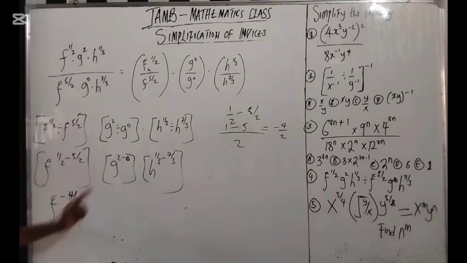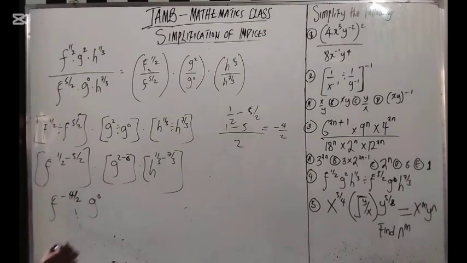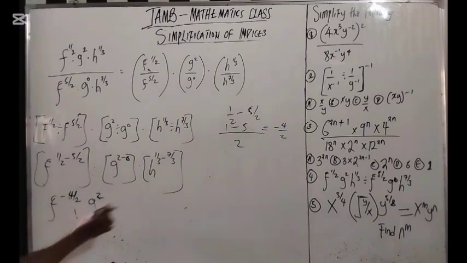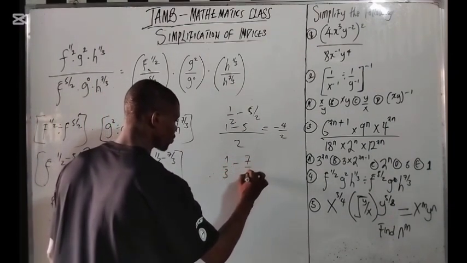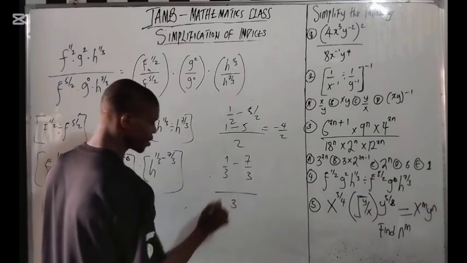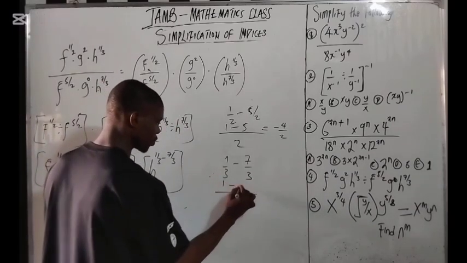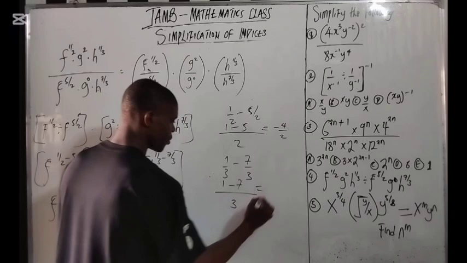That is it. What about here? Here we have G2, right? What do you have here? Now let's look at this one here. 1/3 minus 7/3. LCM is 3, right? 1 minus 7. What do you have here? Minus what?